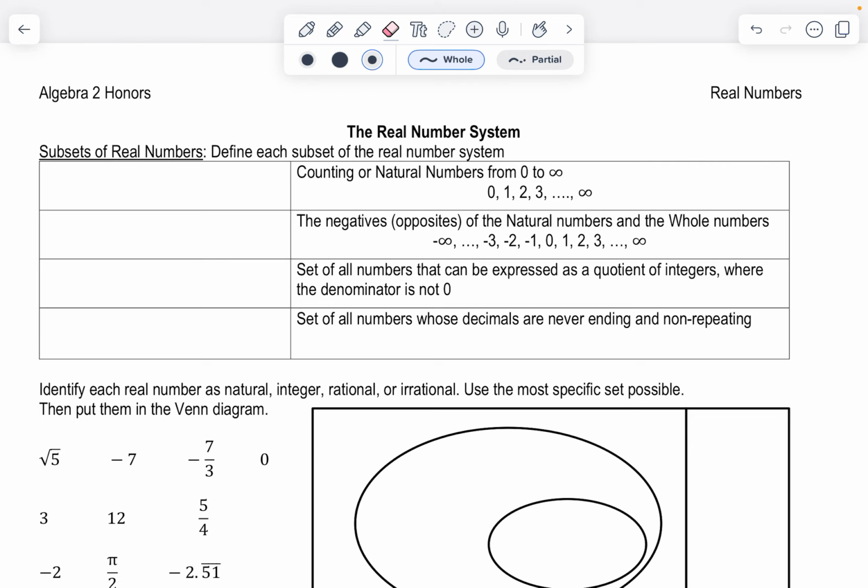We're going to start by looking at just real numbers, and we're going to look at different subsets. We're going to say what these are. So the first one is your counting or natural numbers from 0 to infinity. The numbers you would say when you count, but also 0. So 0, 1, 2, 3, and so on and so forth, infinitely. Those are called whole numbers.